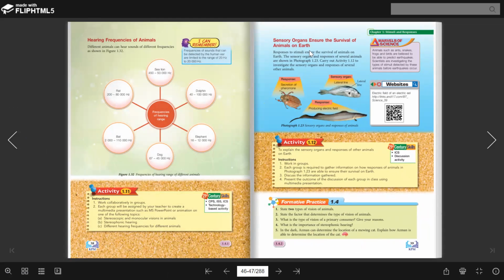If you have any question, you can PM me, and I wish you all the best for your exam. Make sure you study really well. Remember the topics included in your exam: the first one is stimuli and response, then transport in plants, and the last one is blood transfusion.